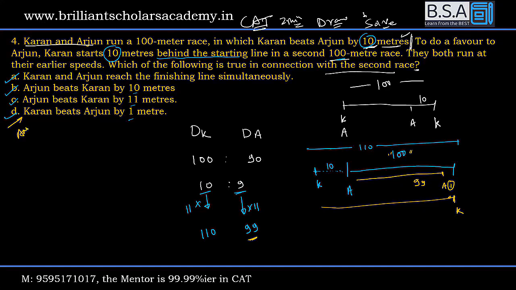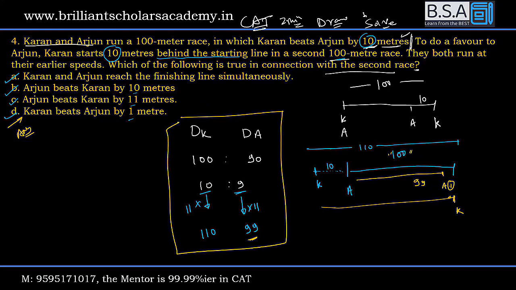This is the answer. Notice this is the CAT question and it comes down to a single ratio, a single calculation. Understanding the problem here is more important. What is being said? A new race is there. In that new race, where is Arjun? Arjun is at the normal starting point. Arjun has 100 meters in front of him.